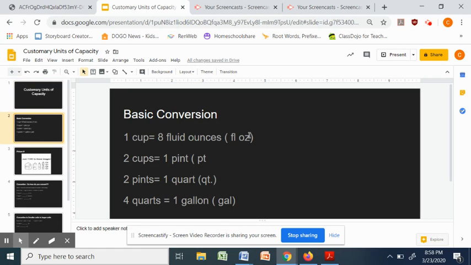All right, so basic conversion. This is what you need to know in order to convert properly. You have to memorize this basic fact conversion. 1 cup is equivalent to 8 ounces, 2 cups is equivalent to 1 pint, 2 pints is equivalent to 1 quart, 4 quarts is equivalent to 1 gallon. I don't have to explain that. I think you know. But this is the basic conversion. You need to memorize this.